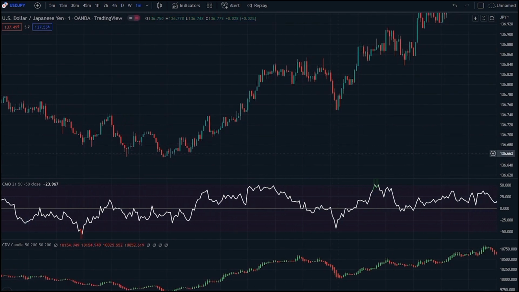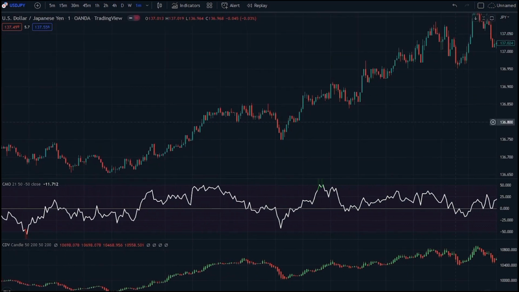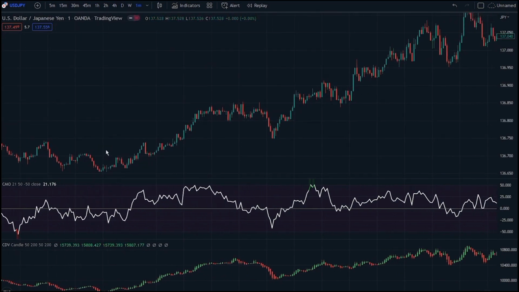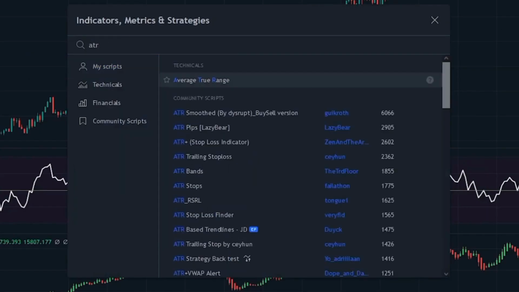Okay, now let's actually understand the rules for the strategy. But before we get into that, we need to add the ATR-based indicator, as it would be determining the stop losses for each and every single trade.